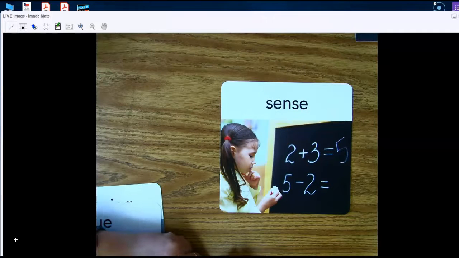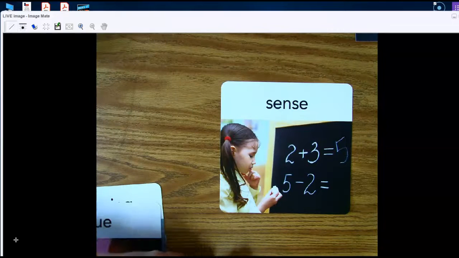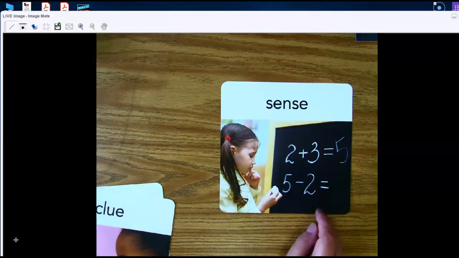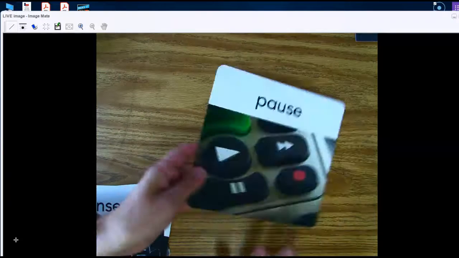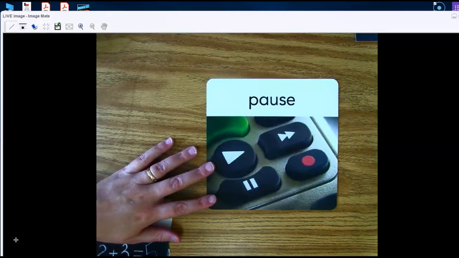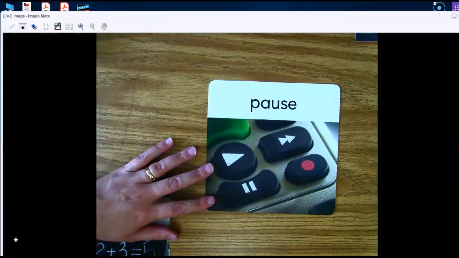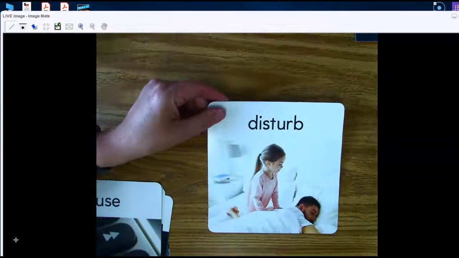Sense. Say the word. Sense. Something that makes sense is easy to understand. So if 2 plus 3 equals 5, then 5 take away 2 equals 3 makes sense. Okay, pause. Say pause. Pause. If you pause something, you stop it for a short time. So we might pause a movie to go to the bathroom. So just stop it for a short time.